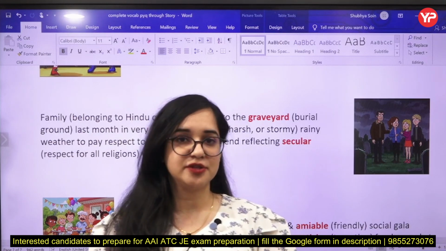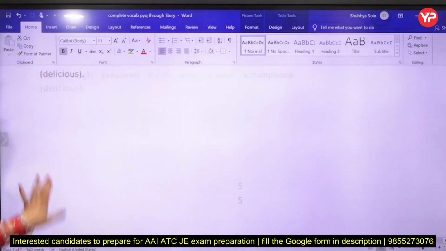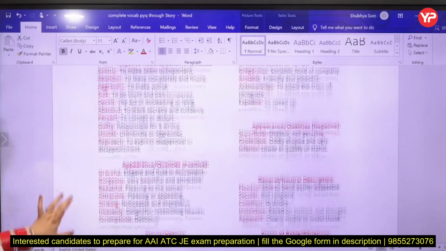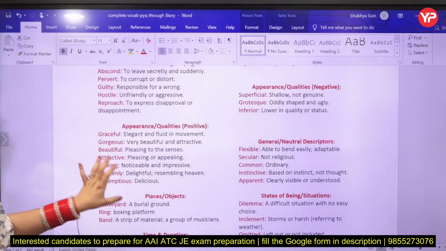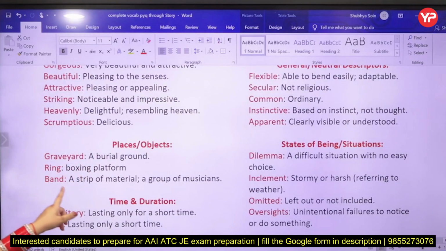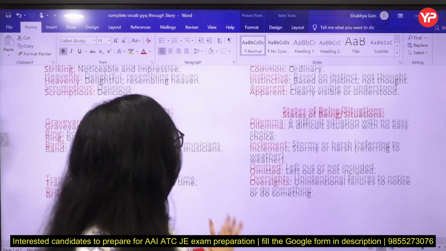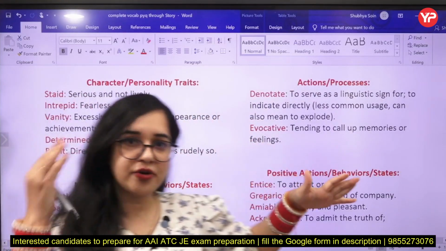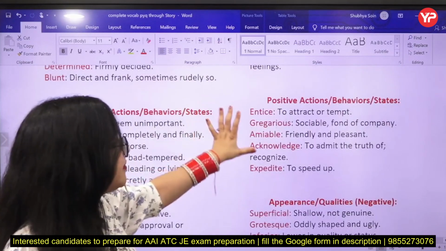So this was the first part of the story which I tried to give you through learning some vocabulary words. If you have listened to the words very carefully, all these words have been done till now, right? What are the words that we did that have positive traits, and the words which have negative traits? The words related to places and objects remembered were graveyard, ring and band. Then it is about time and duration: transitory, a very short time, and brief, a very small time. Then it was about actions and processes. Evocating is trying to recall the memories, calling up the memories, and denote is trying to indicate something.